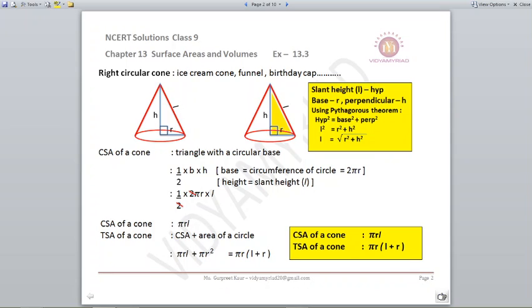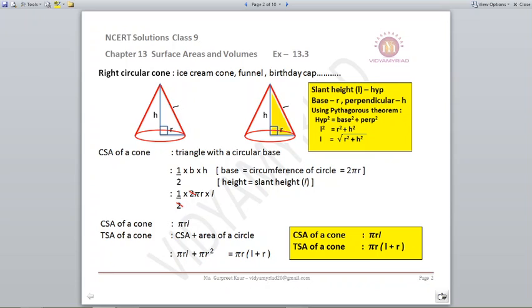But we don't want slant height in a square form. So to remove the square, we will put square root on the other side. So slant height is equal to square root of r square plus h square. And with this formula, we can find out the slant height.